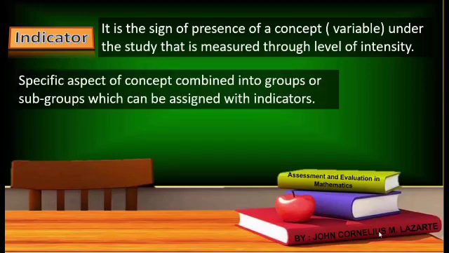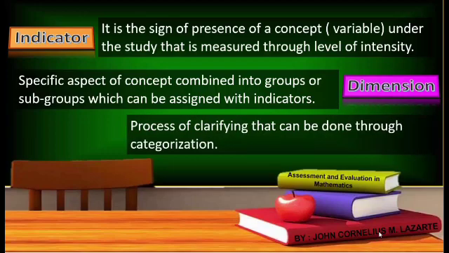Next, a specific aspect of a concept combined into groups or subgroups, which can be assigned with indicators, is called the dimension. And another one is the specification, the process of clarifying, which can be done through categorization. So these statistical concepts or terminologies help us to analyze data. Let us further deal with specification.